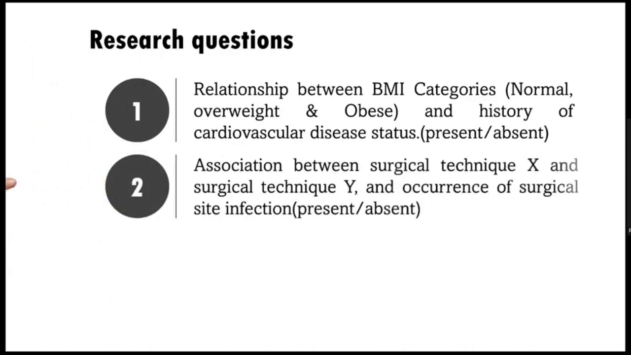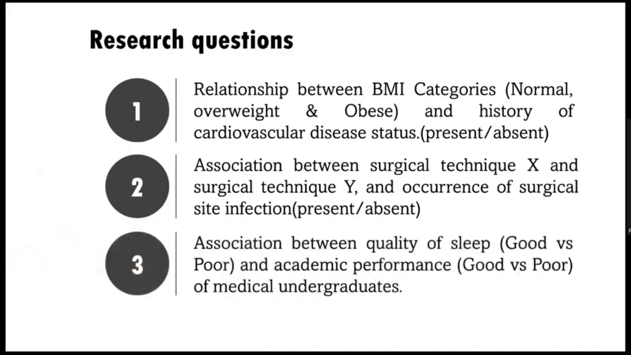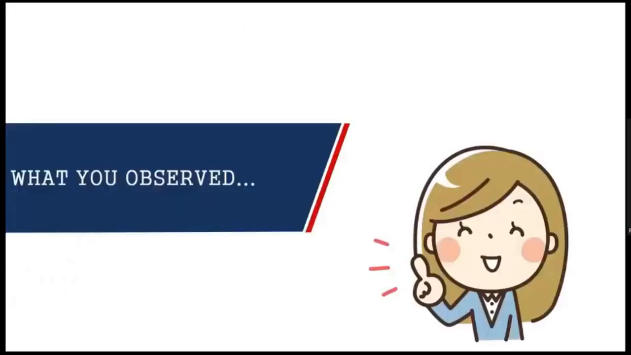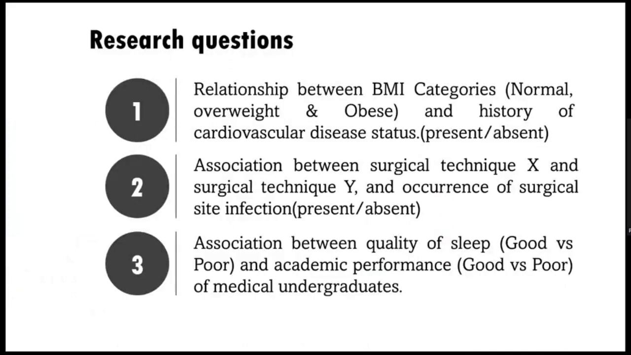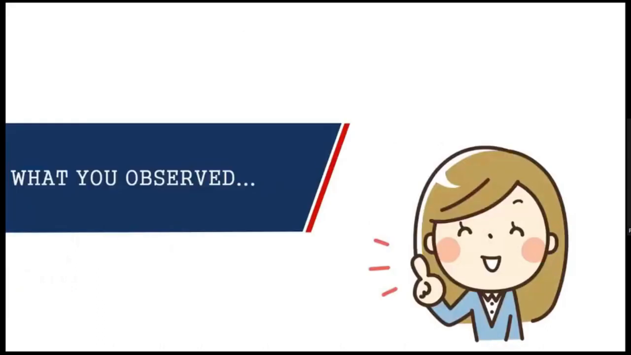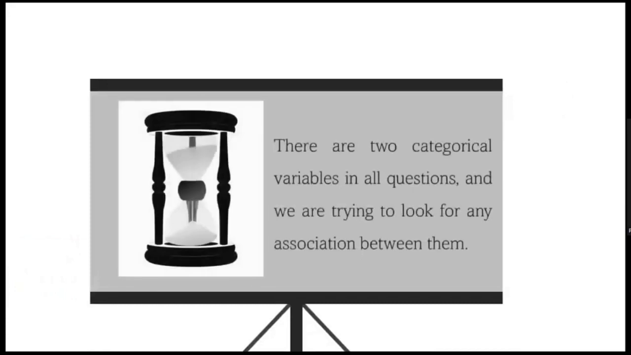The second research question could be the association between surgical technique X and surgical technique Y, and occurrence of infection, which has 2 categories. The third could be the association between the quality of sleep, again having 2 categories, good versus poor, and the academic performance, that is also good versus poor. So in all these research questions, what have you observed? Both the variables are categorical in nature, and we are trying to look for any association between those categorical variables.